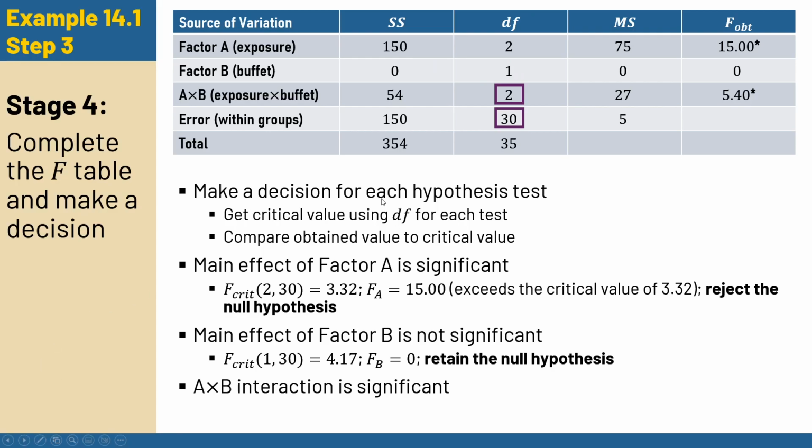And then the interaction is also significant. We'll have the same critical value as the main effect of factor A in this case, and then we'll reject the null, right? Comparing the F obtained to our critical value. And there you have that.